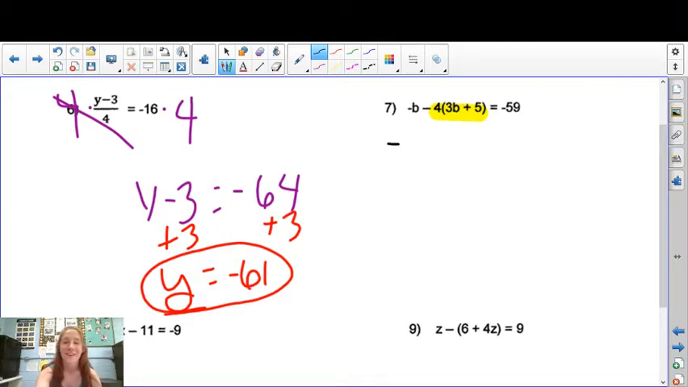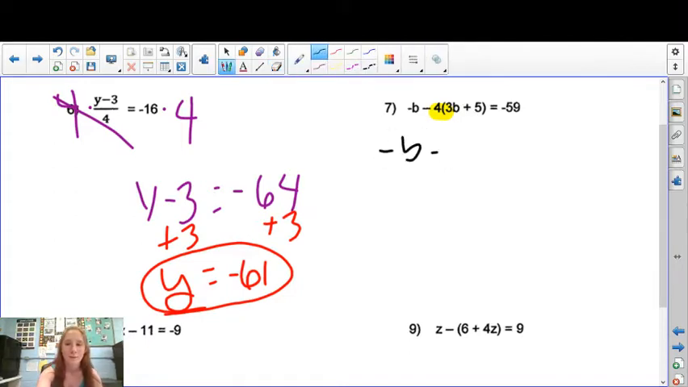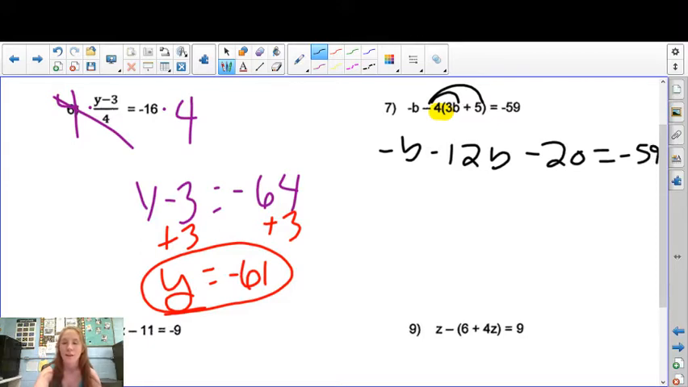All right, so we're going to go ahead and multiply that 4 through. So 3 times 4 gives me, ooh, I didn't fix my eraser size either. So negative b minus 12b minus 20, because again, 4 goes to both terms, equals negative 59. Now we're going to go ahead and combine our like terms. So negative b minus 12, so I have negative 1 and then 12 more, which gives me 13.